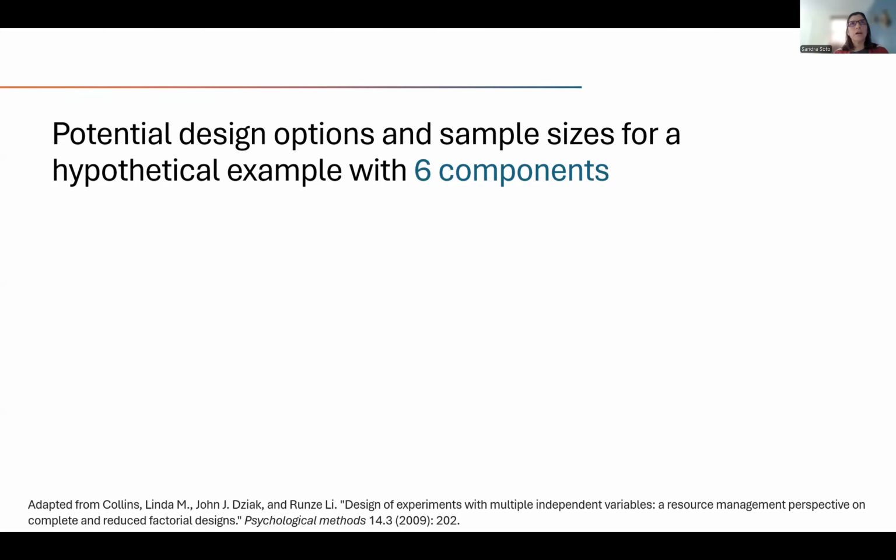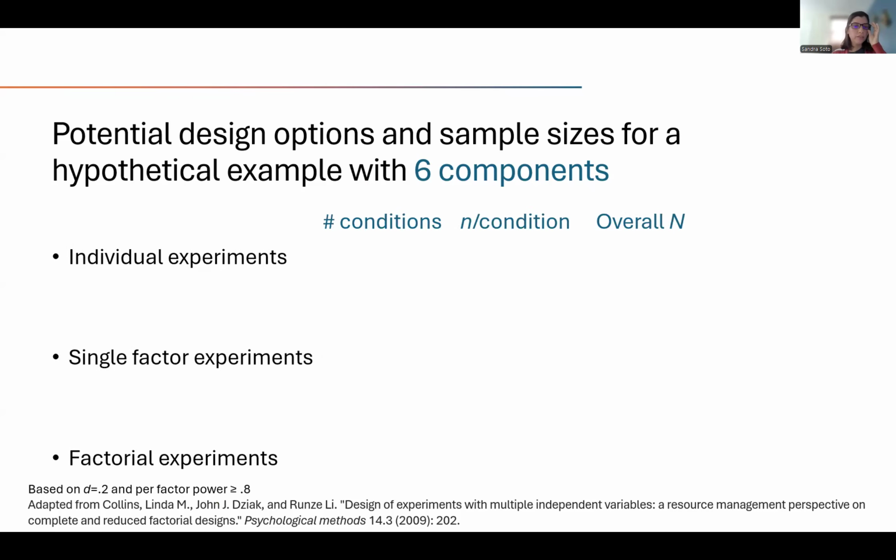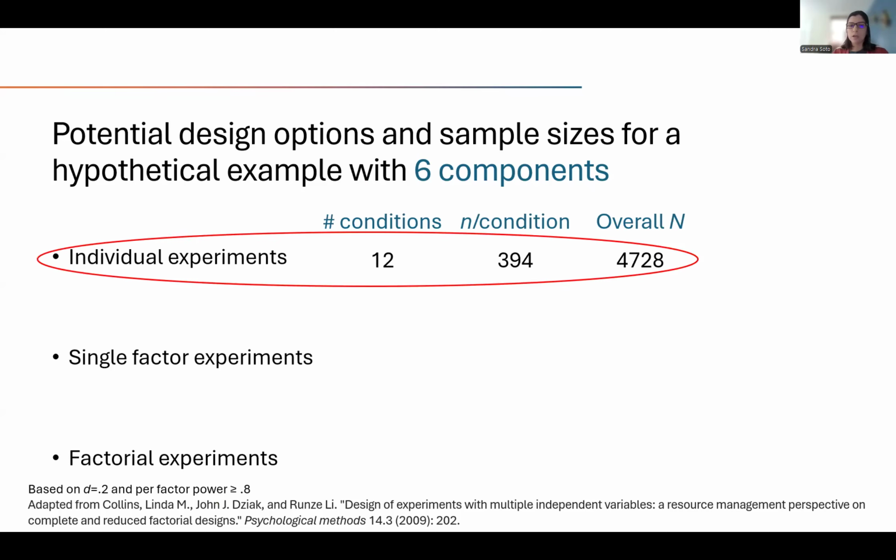So going back to our ideas for which design we could do, I pulled this example from a paper that used 6 components. The example that I just showed you was 4. This one used 6 components to show what the sample size would look like for each. For the individual experiments, again, we're pulling a sample and giving half the pedometer and half not the pedometer. Then we're doing a separate experiment with brand new participants testing WhatsApp versus no WhatsApp, and so on. In this design, we would need over 4,700 participants to test these 6 components.